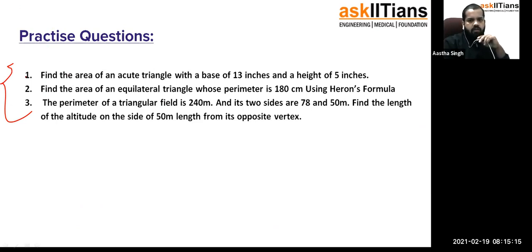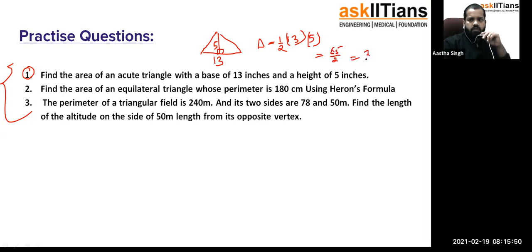So let's do your first question. Find the area of an acute triangle with base 13 and height 5 inches. How will you find it? You can easily find it with the normal formula. Area of a triangle is equal to half base into height. Base is 13, height is 5. So 13 times 5 is 65 by 2, which is equal to 32.5 inches square, right?